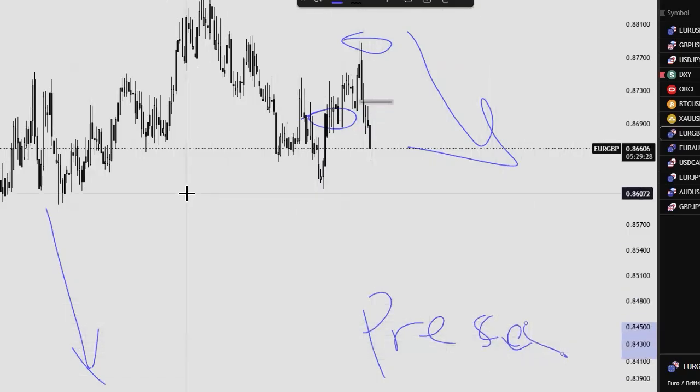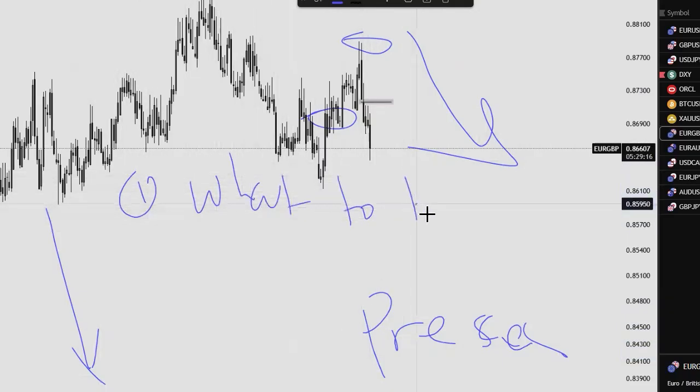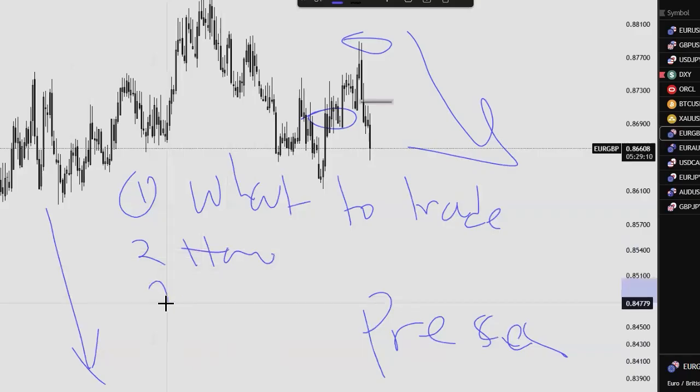There are 3 basic questions that you need to be able to ask yourself when you are trading. Number 1, what to trade? Number 2, how to trade? And number 3, when to trade? These are the 3 questions.